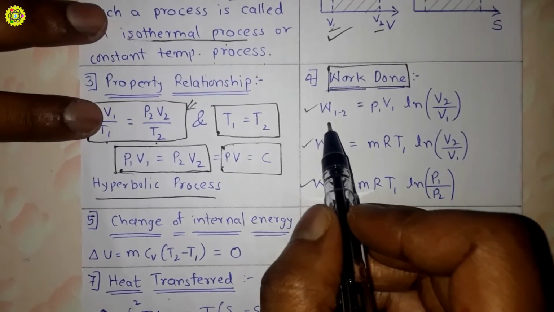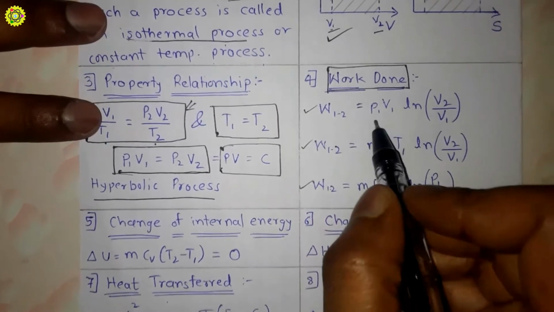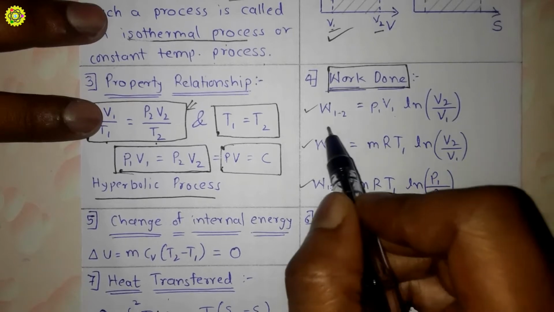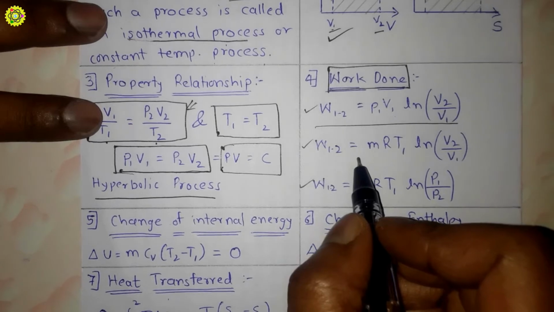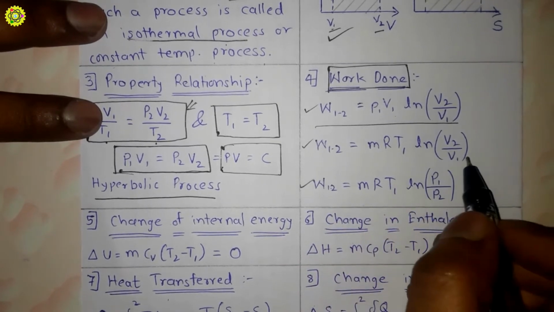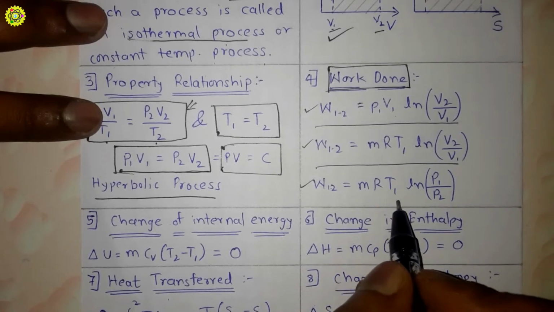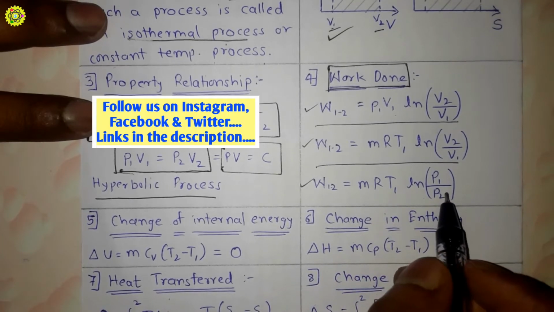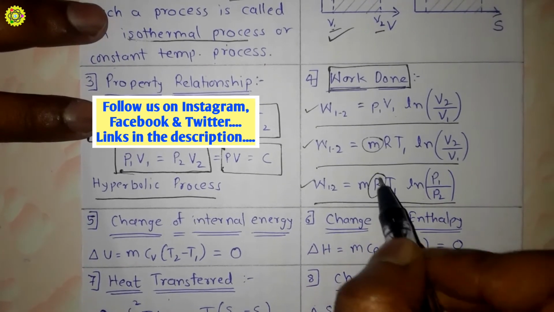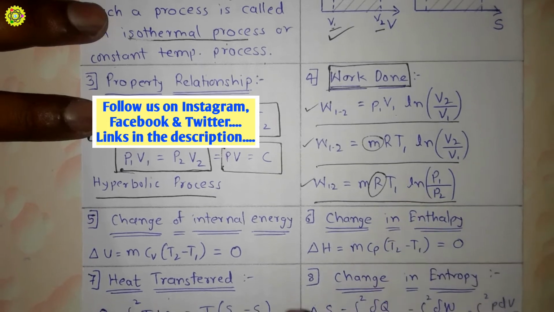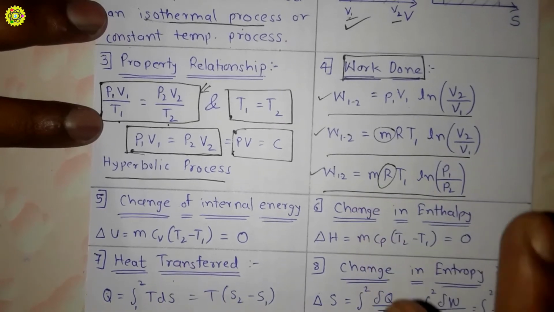So here first equation is work done, W1 to 2 is equal to P1 V1 ln V2 upon V1. Okay, then W1 to 2 is equal to MRT1 ln V2 upon V1. Then W1 to 2 is equal to MRT1 ln P1 upon P2. Here m is the mass, R is the characteristic gas constant. Okay, and see here P is the pressure, T is the temperature, and V is the volume.